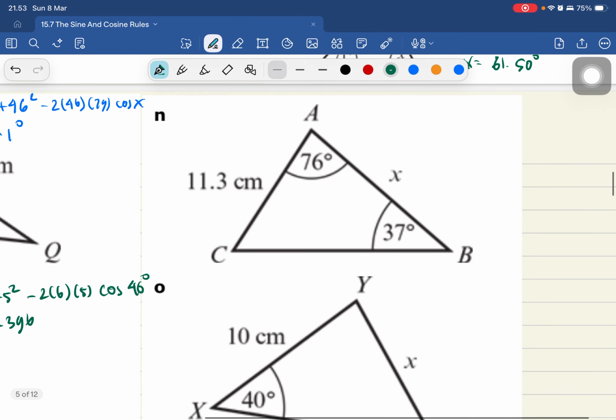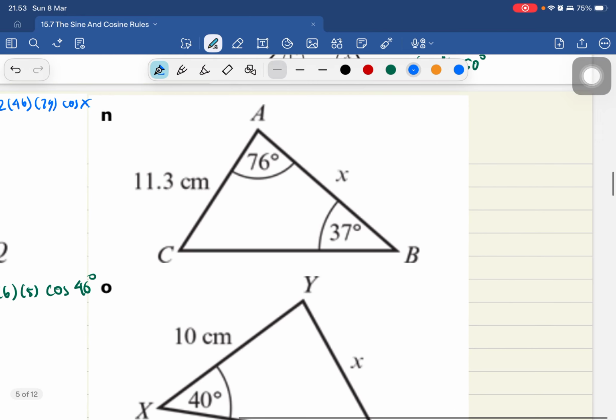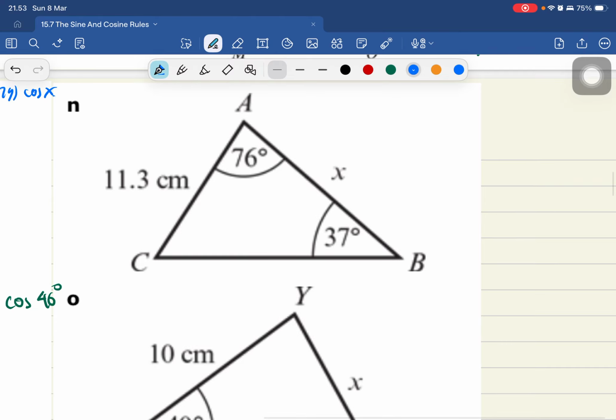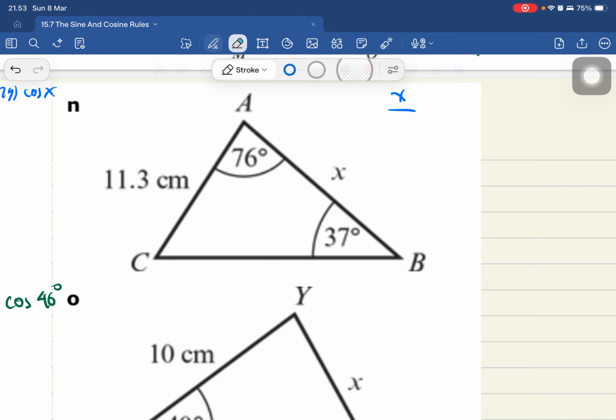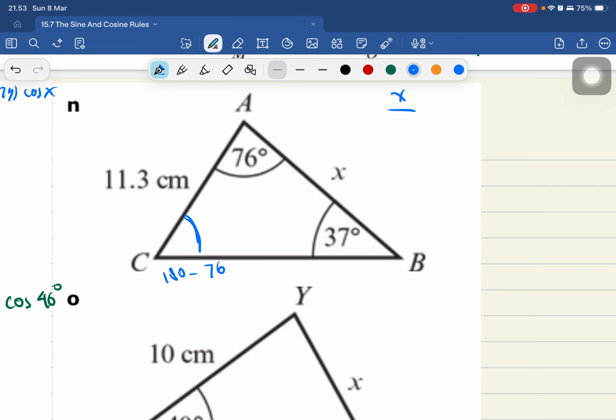Okay, now is n. You got two angles, so you will use sine rule. We miss one angle, so this angle we need to find. So just make it 180. Here 180 we minus by 76, and then we minus with another angle, 37, so it's gonna be 67.